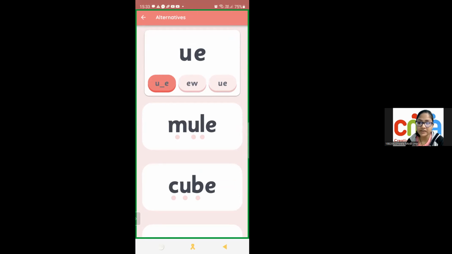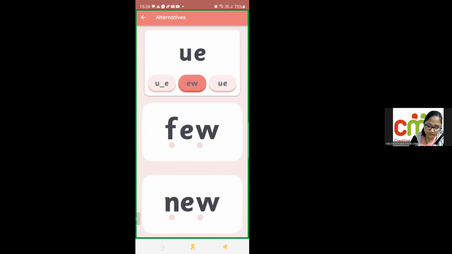If you have any doubt, you can write in the chat box. If it is clear, then please type yes. Great, great, great. So it is clear to everyone. If anyone has any doubt, you can type in the chat box. Okay. Now coming to the next alternative, which is, okay, Sangha, you want to ask something? Yes, Sangha, you can unmute yourself. Sangha, you can unmute yourself.